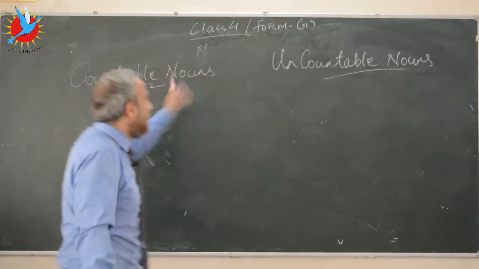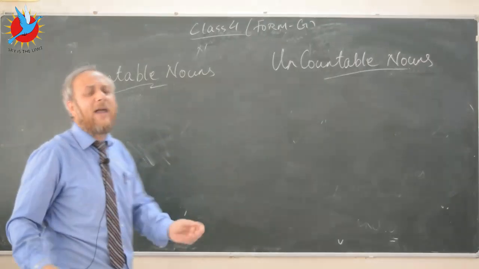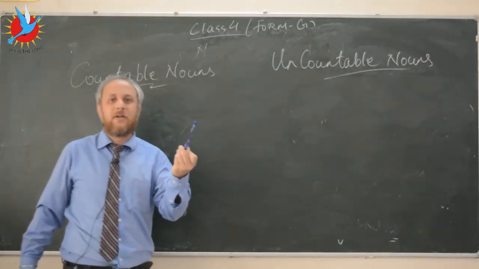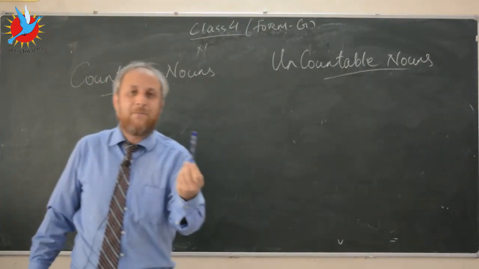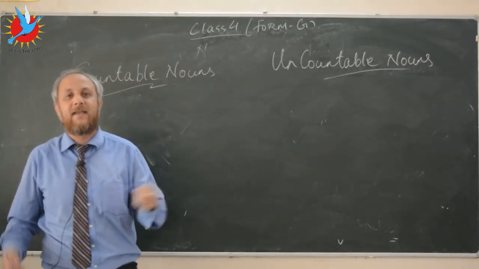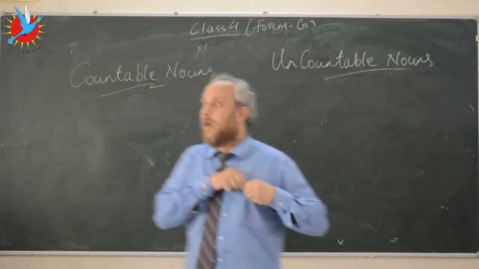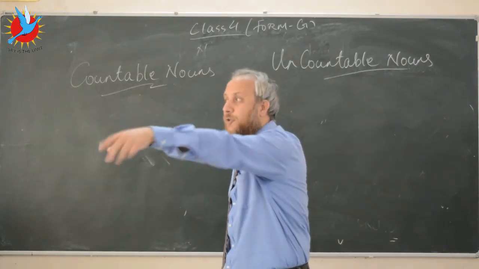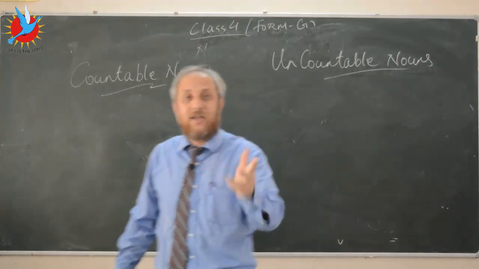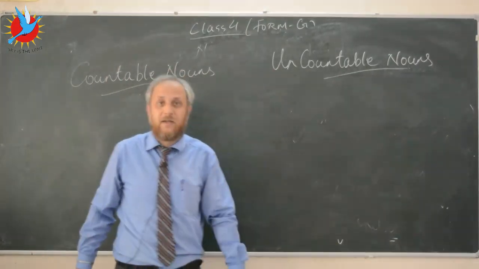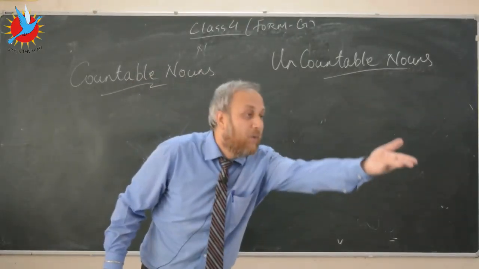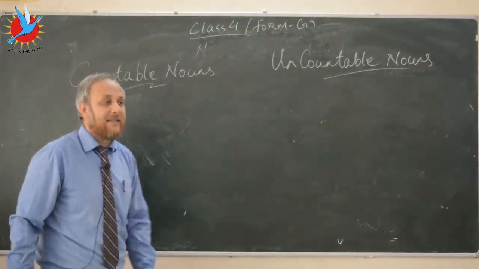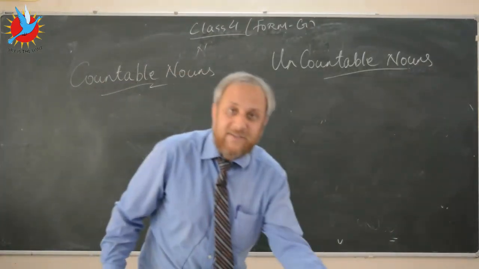Let's look at countable nouns first. Countable nouns are nouns that you can count. Let's say pen. Can I count a pen? Yeah. One pen, two pens, three pens, four pens. Cars can be counted. That's one car there, that's another car. So one car, two cars, three cars, four cars. Books can be counted. You have one book, there are three books on the table, there are ten books on the table, and let's say these books are very expensive.